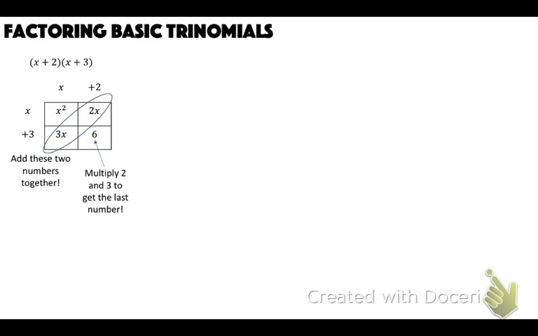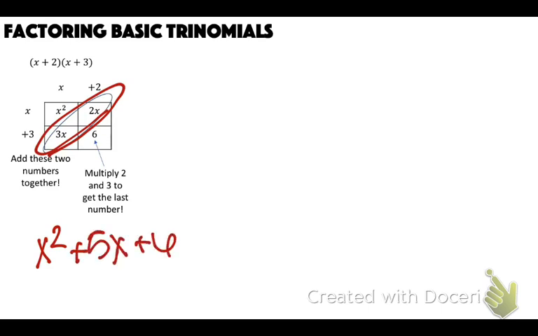Okay? And that's just from what we were doing. When we pull these out, we're going to add those two together. So we're going to get x squared, 3x plus 2x is 5x, and then we multiply 2 and 3 to get 6. Right?